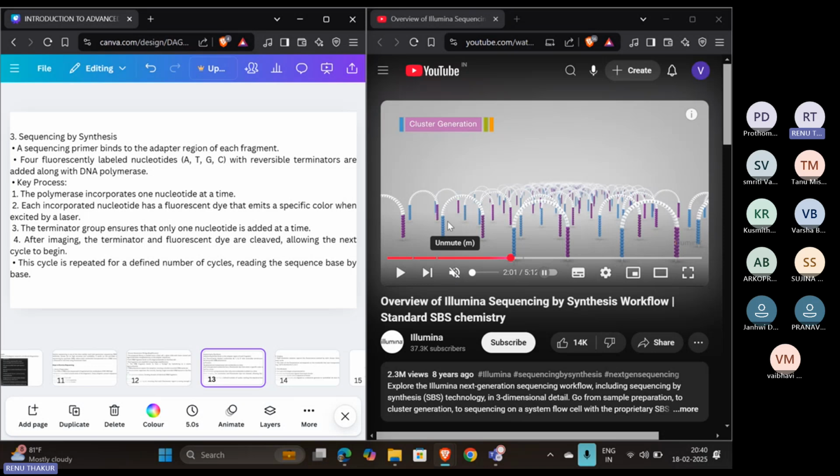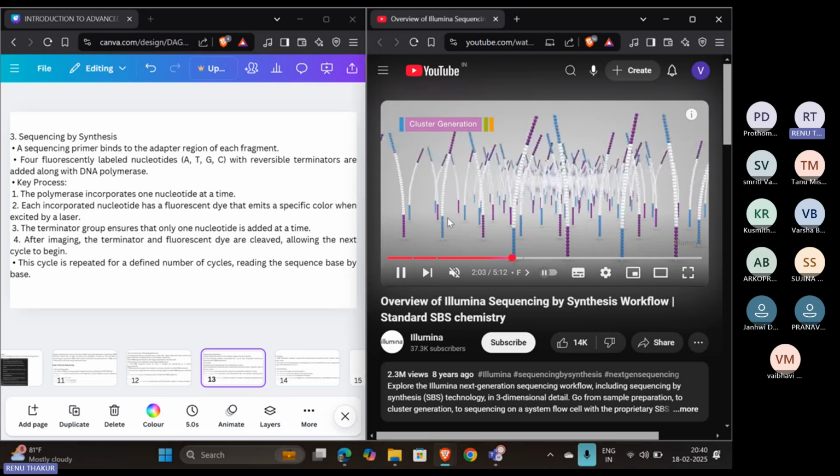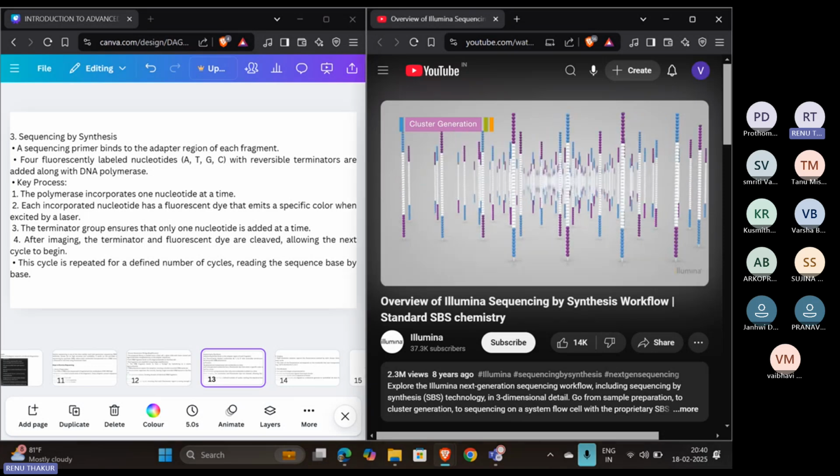The next step is sequencing by synthesis. This is the main principle of this whole Illumina sequencing.